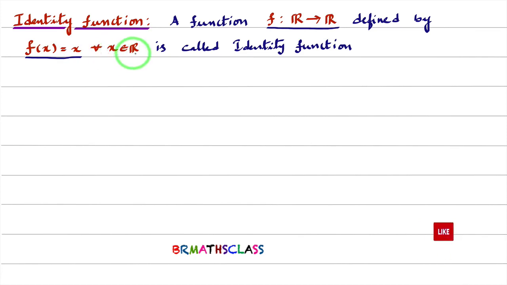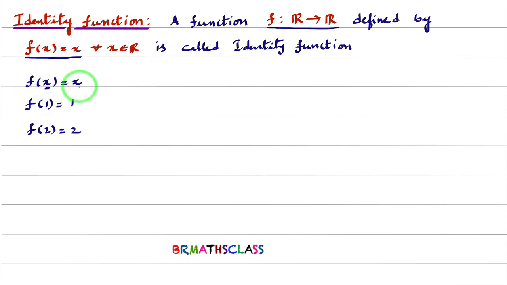You can take x as any real number. For example, f of x is defined as x, okay? You see here, f of 1 is what? F of 1 is 1. F of 2 is what? F of 2 is 2. You take x as any real number, the function is defined as f of x is x.